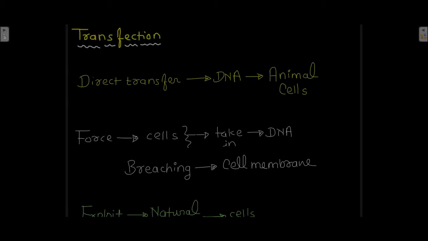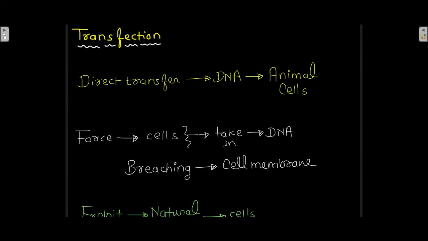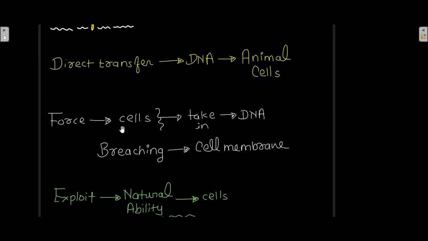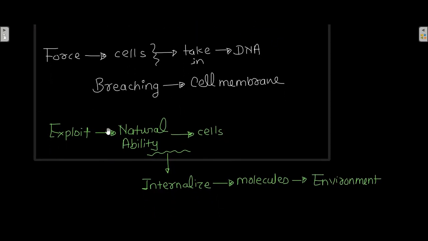Welcome. In this video we are going to discuss transfection in animal cells. Now, direct transfer of DNA into animal cells can be done in two ways. Either you can force cells to take in the DNA by breaching their cell membrane, or you can exploit the natural ability of the cell to internalize molecules from the environment.